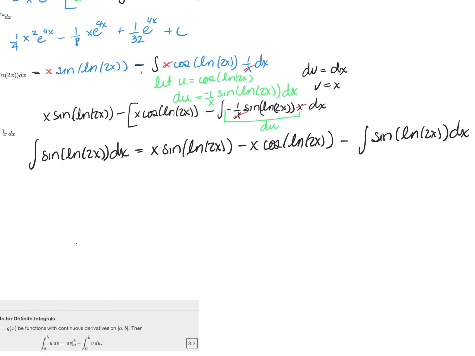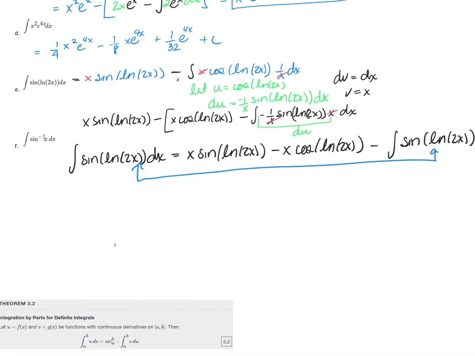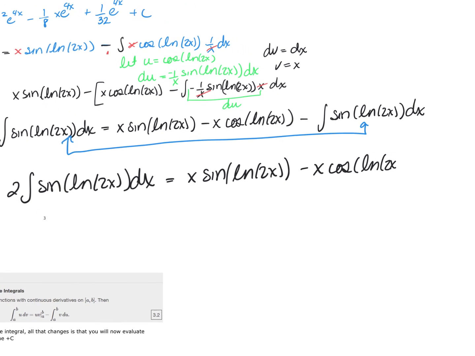Now, notice how these two match. So what I'm going to do is add the integration to both sides. So I end up with the integration of the sine of the natural log of 2x dx, which is equal to x, the sine of the natural log of 2x, minus x, the cosine of the natural log of 2x, plus c.